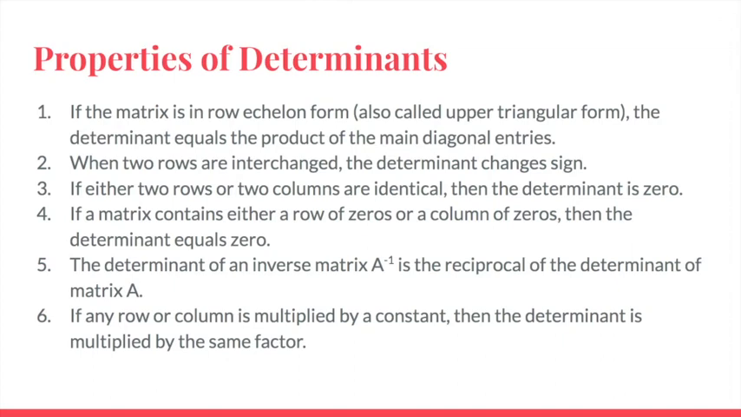Another one I wanted to point out is number 5. We talked about inverses in section 7, so if you find the determinant of a matrix and then find the determinant of its inverse, those 2 determinants will be reciprocals of each other. So the other properties, definitely read through those, and if you have any questions on them, please let me know.